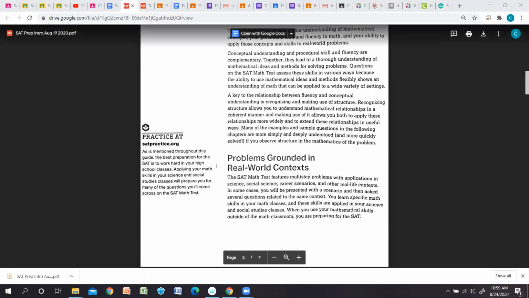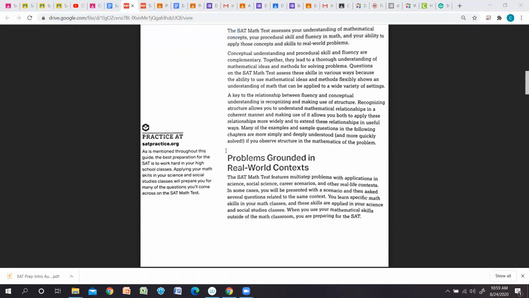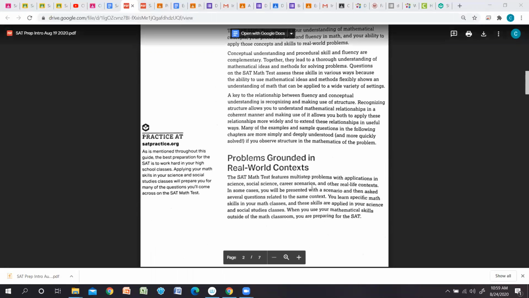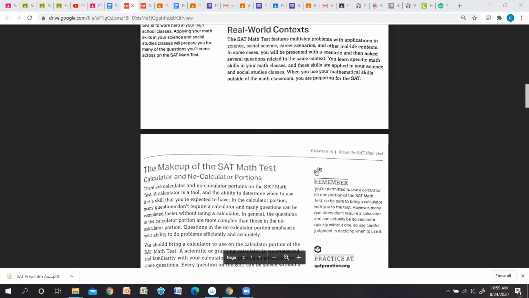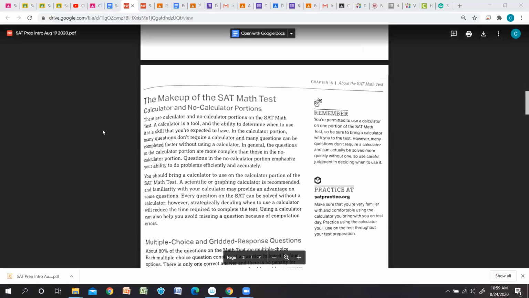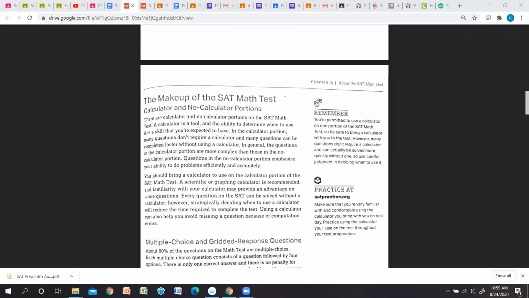Also, problems grounded in real world contexts. That talks about how it involves things like science and business and other scenarios. The last section is the makeup of the SAT math test. So that talks about specifically how the questions are divided up.